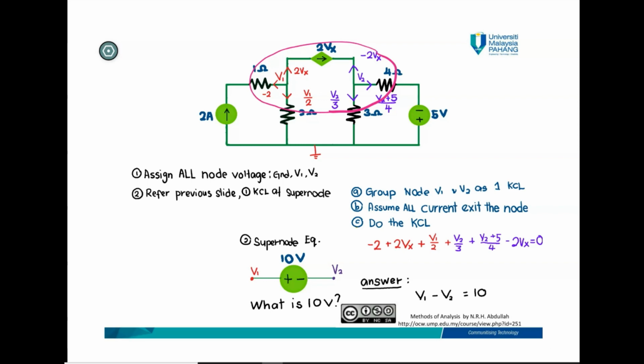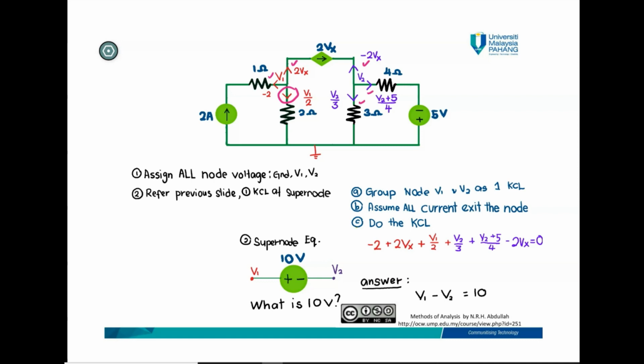We hide the supernode, which is the voltage source, and then write the equation for the KCL by doing a summation of currents exiting from this node at the left side of the supernode, and then add the currents here, here, and here.